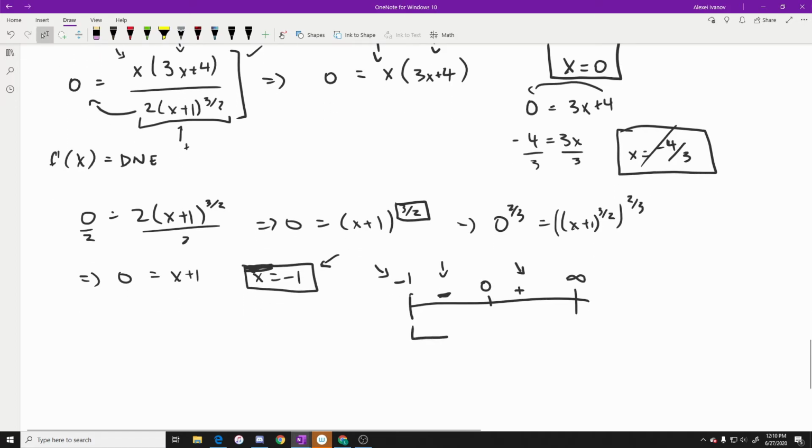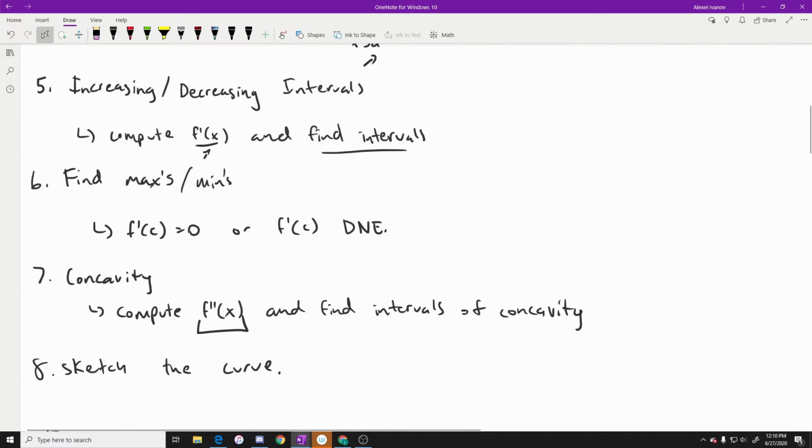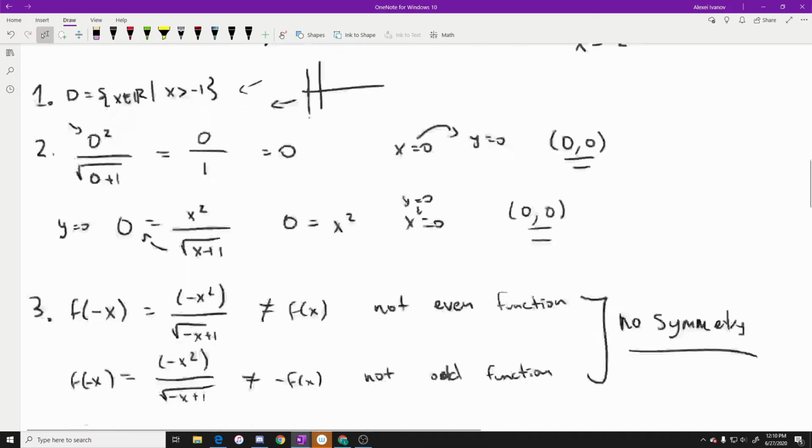So here you go, we've computed our intervals of increase and decrease, and it's time to move on to the next step. So step number 6 tells us to find the maxes and mins of the function by setting the derivative equal to 0 or does not exist.